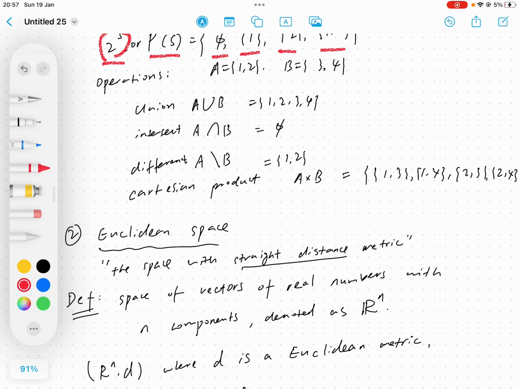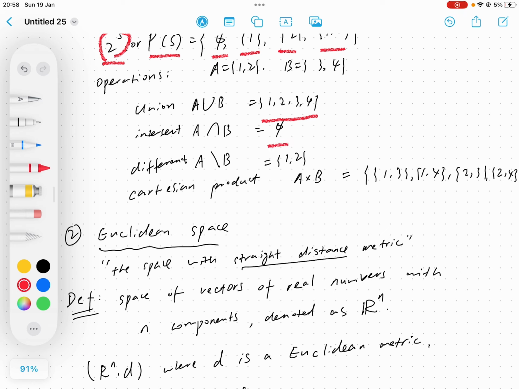Okay, so next we're gonna introduce some basic operations of sets. So if we have set A to be 1 and 2, B to be 3 and 4, then the union of A and B would be a set including all the elements from A and B. So that would be everything here, right? And the intersection would be the empty set, since we do not have any common elements from A and B.